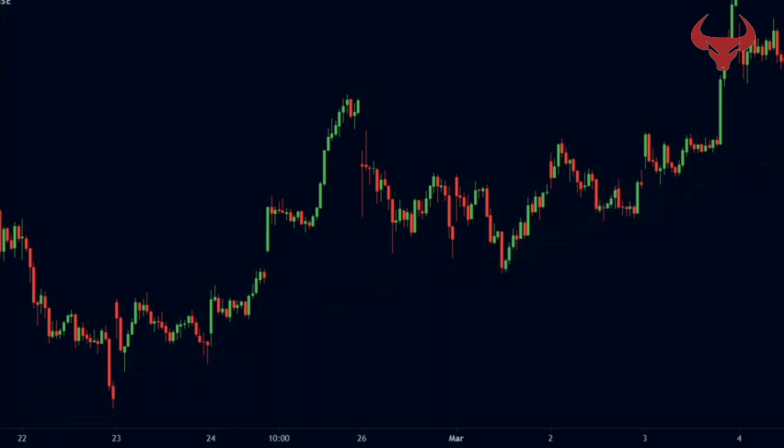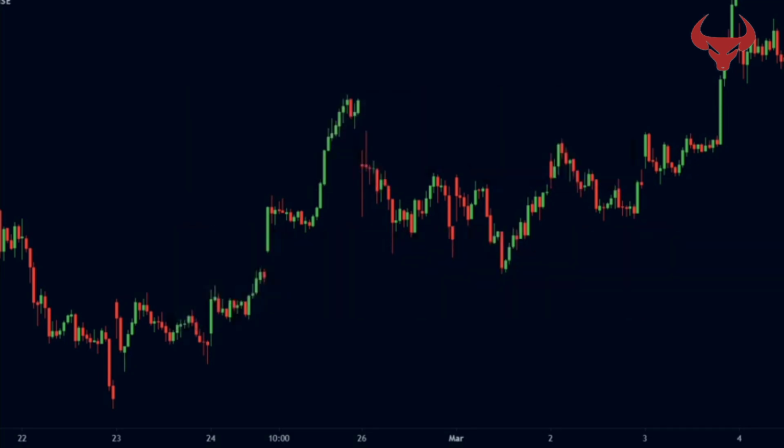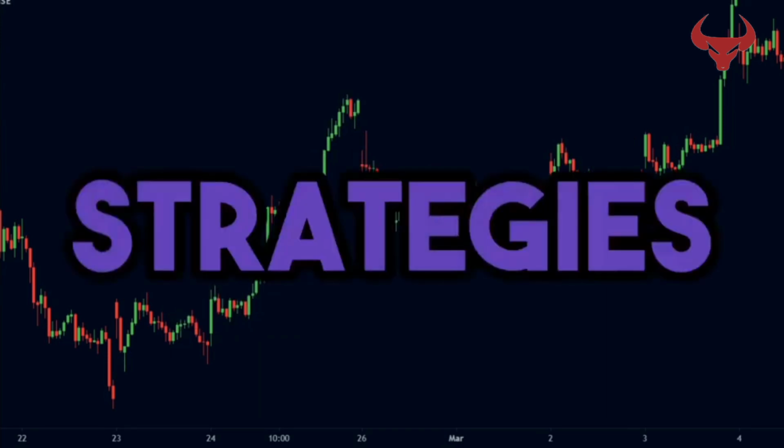If you follow these 3 rules, you will be able to plot trend lines with high accuracy. In the beginning you might find it difficult, but as you keep on practicing, you will master trend lines very soon. With that being said, let's get into the strategies.